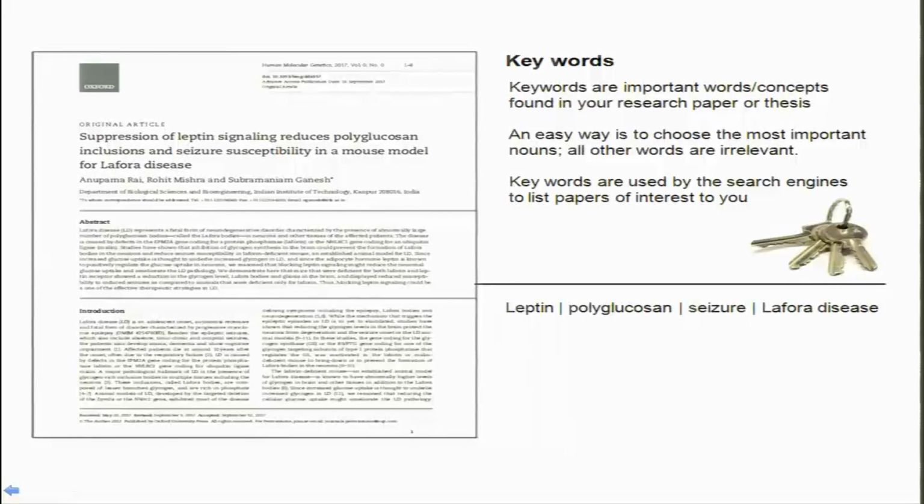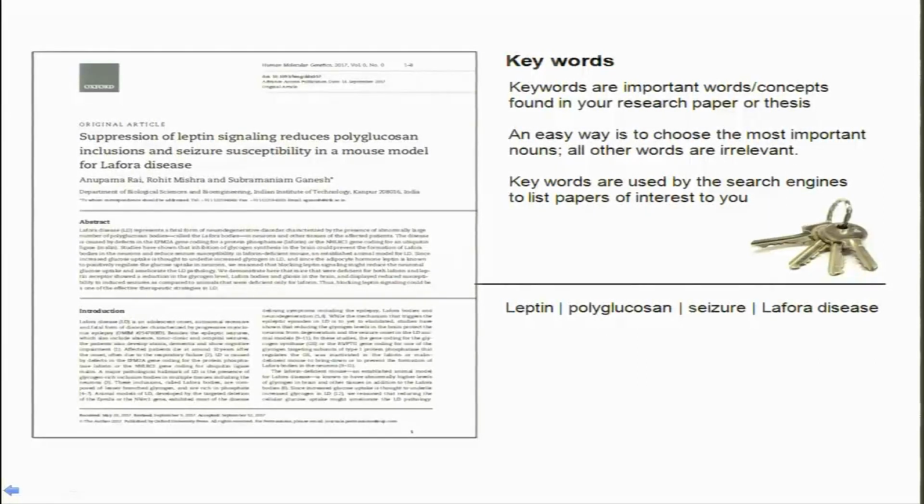So you have to remember that. So you have to arrive at good keywords. As I told you, some of the keywords that already exist in the title are the following. For example, leptin, polyglucosan, Schizer, Lafora, all these are nouns, right? So these are already there in the title. So you don't need to give the same words as a keyword, because it becomes redundant.